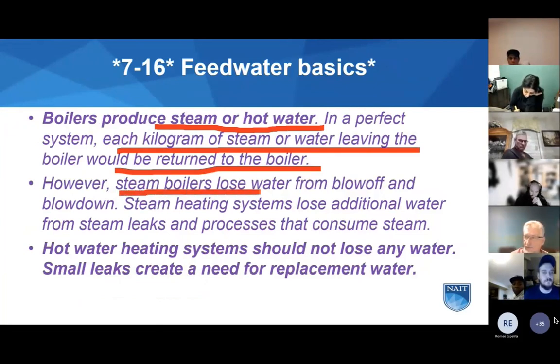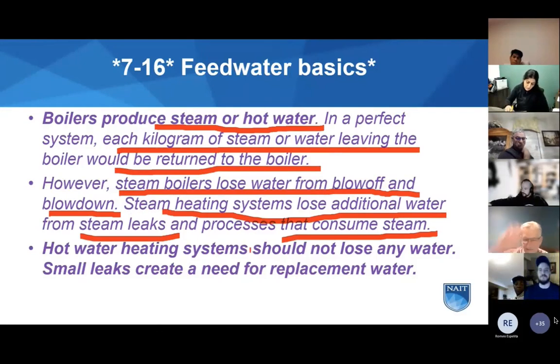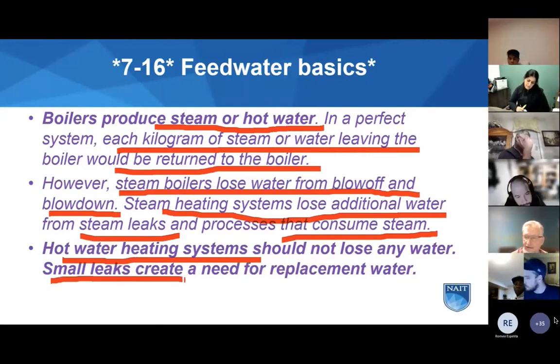Steam boilers will lose water from routine and normal blow off and blow down. Steam heating systems also lose some water. There are always some leaks and usually some outside process where we consume some steam, some kind of a steam system for tracing and things like that. Hot water systems shouldn't lose any water, but there will be occasional need for replacement water.